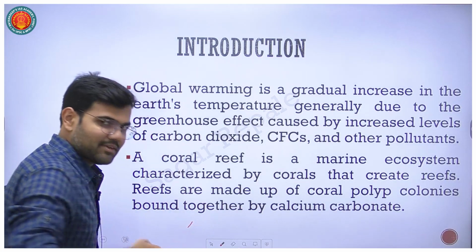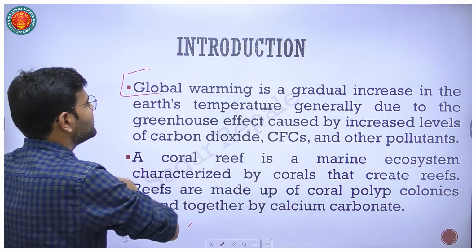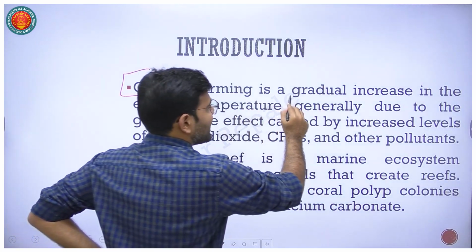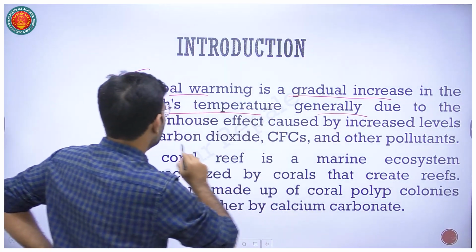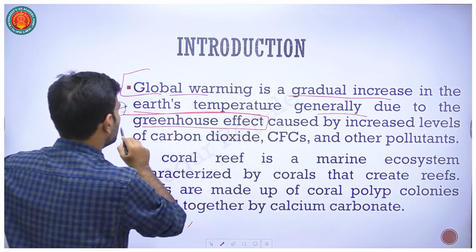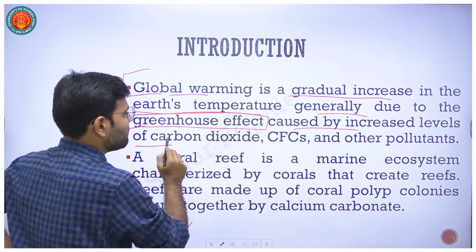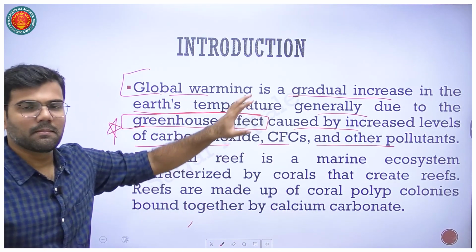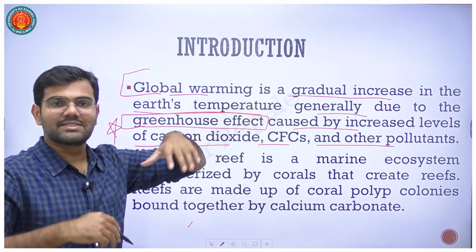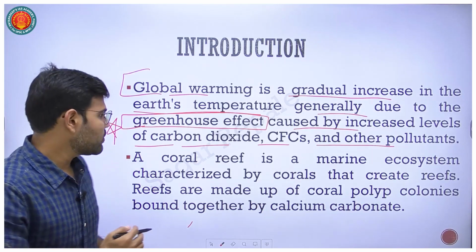You can write the basic definition of global warming, which is given in your NCERT. What the definition says: global warming is a gradual increase in the Earth's temperature, generally due to the greenhouse effect, caused by increased level of carbon dioxide, CFCs and other pollutants. So this is the basic definition of global warming. You can start with the basic definition in the introduction part, or you can write about coral reefs.